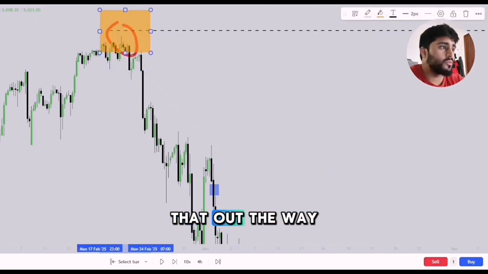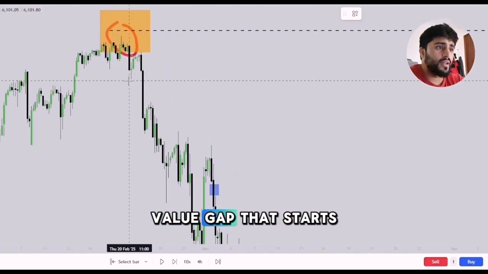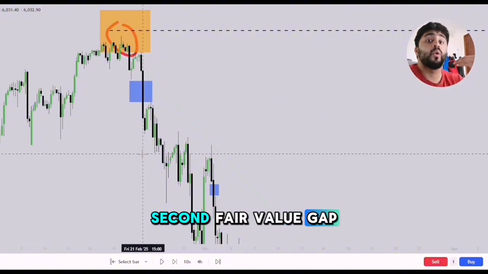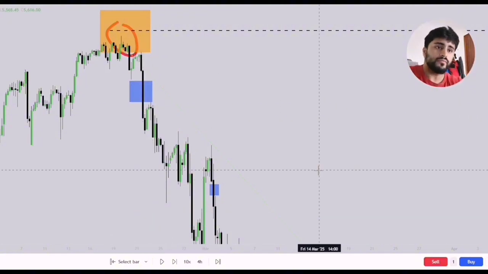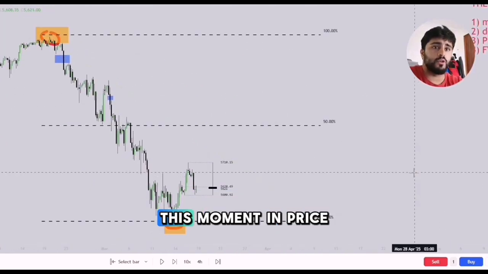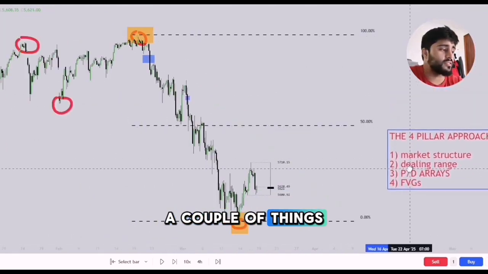So if I move that out of the way, we have another fair value gap that starts at this wick and finishes at this wick. So this is our second fair value gap within the premium itself. Okay, now from here, we've done our 4-pillar approach up until this moment in price. And so we have a couple of things to look at now.